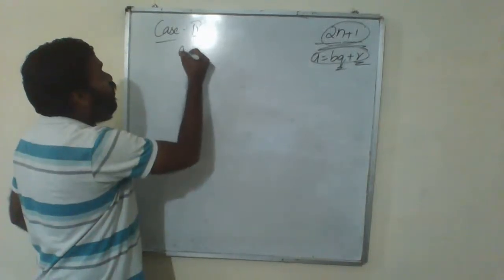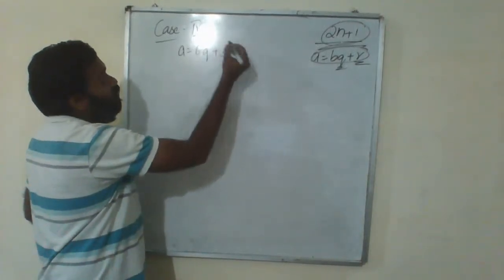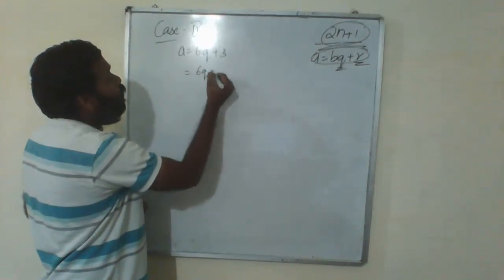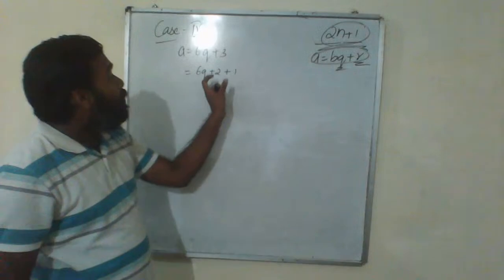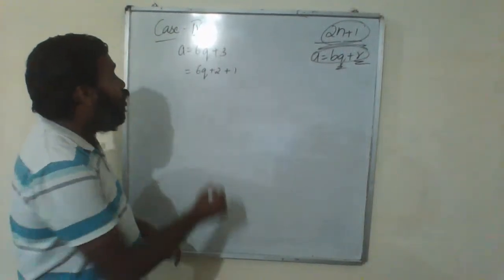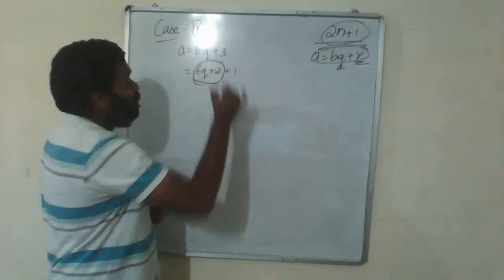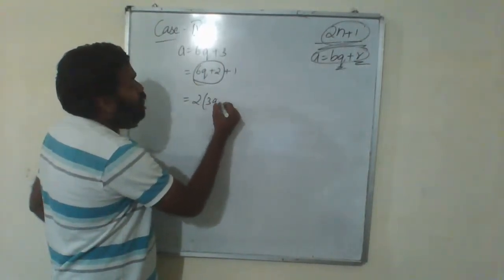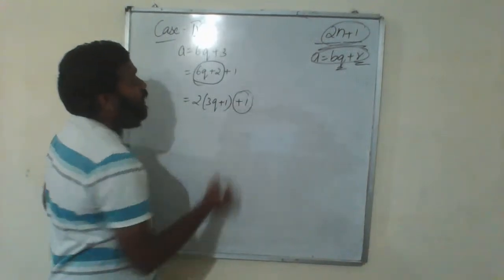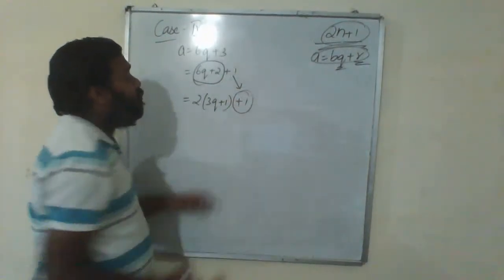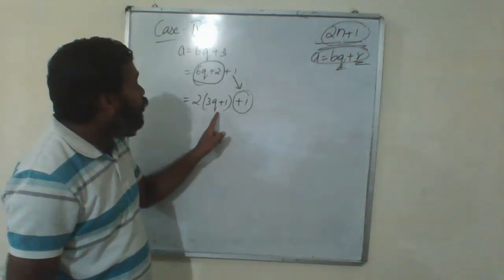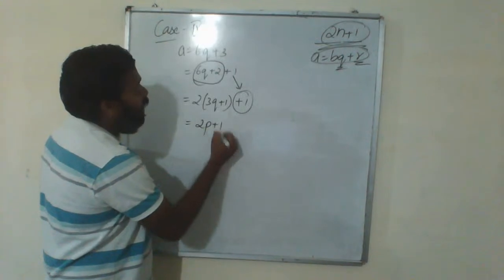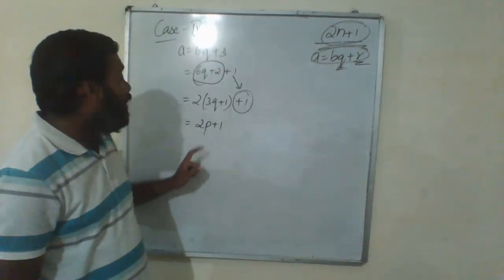That is, a is equal to 6q plus 3. This can be written as 6q plus 2 plus 1. I am dividing 3 as 2 plus 1 because if you are dividing this number by 2, that will be 3q plus 1 and you will get plus 1 separately. This plus 1 will remain here. So 2 into 3q plus 1, plus 1. That is 2p plus 1, which is an odd integer.